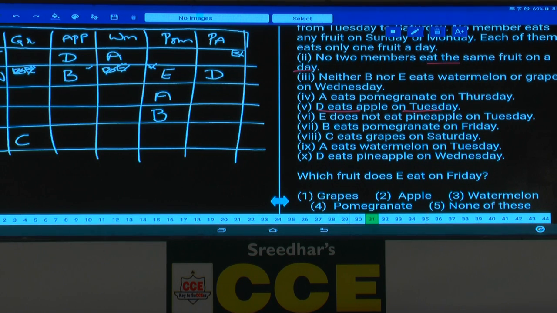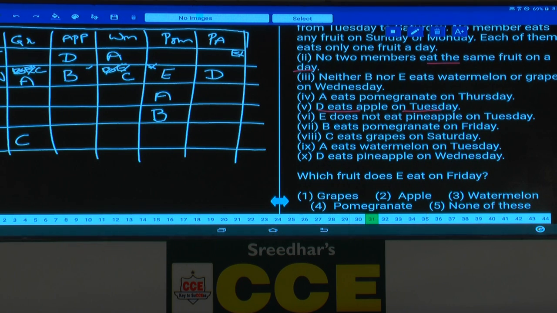Done with this? Then B, E, and D were done. Now we are left with A and C. Can C be at this place? Can C eat grapes? No. Why? Because C is already eating grapes on Saturday, and C cannot be here. As C cannot be here, who will be here? A will be here. If A is here, then C will be here. Now, this is how these five persons eat 5 different fruits on Wednesday. Done with this one? Now, we have done with this. Then, coming to pomegranate.